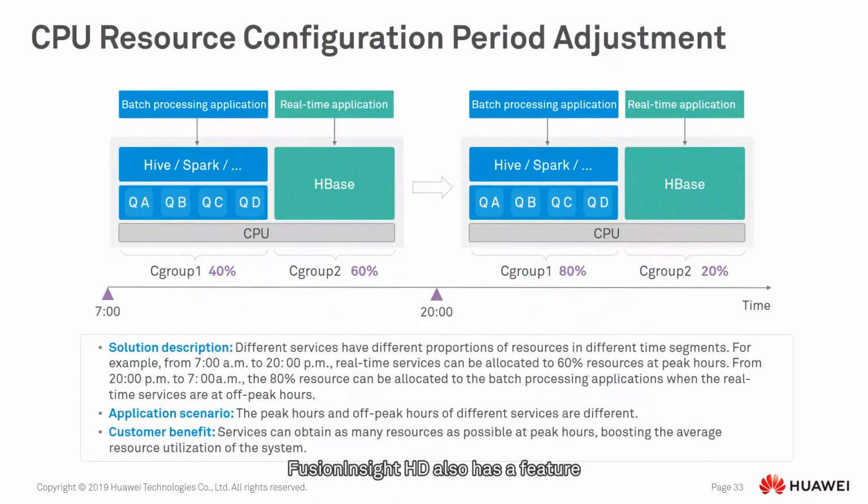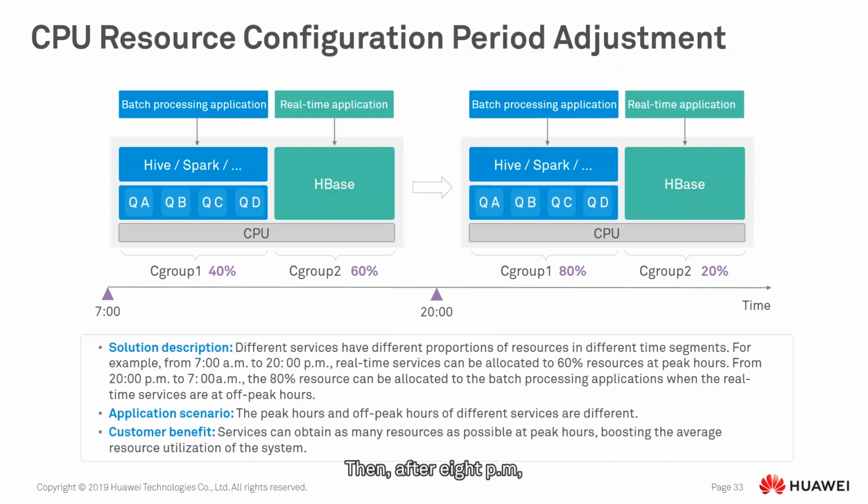FusionInsight HD also has a feature that it can adjust the CPU configuration periodically. Different services need different resources over different time periods. For example, there is more demand for real-time applications from 7 a.m. to 8 p.m. So, we can allocate 60% resources for them and 40% resources for the batch processing applications.